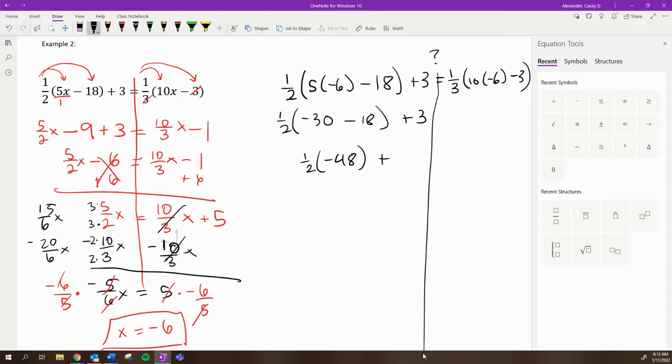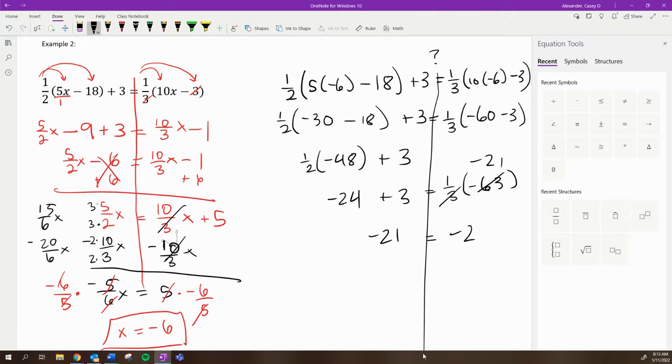So I did the parentheses first. Next, I would multiply. 1/2 times -48 is -24. And -24 plus 3 is -21. So I know that the left-hand side should equal -21. Let's see if the right-hand side checks out. So let's see. 10 times -6 is -60. -60 minus 3 is -63. And then let's see. 1/3 times -63. I'm just dividing it by 3, and I get -21. Checks out.